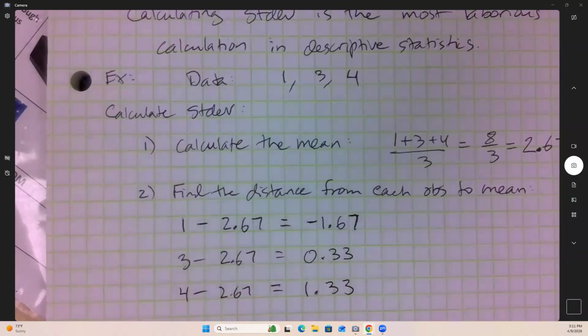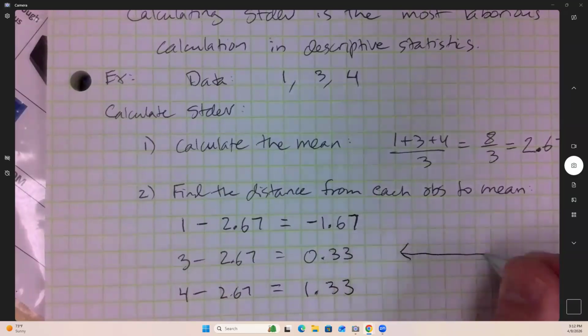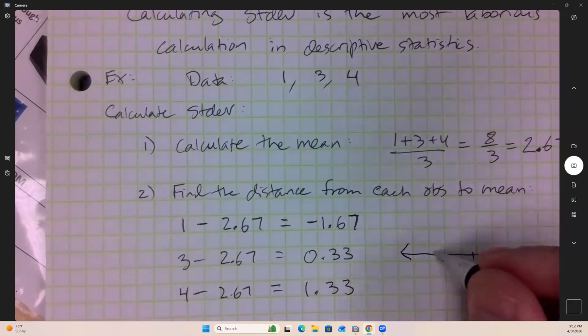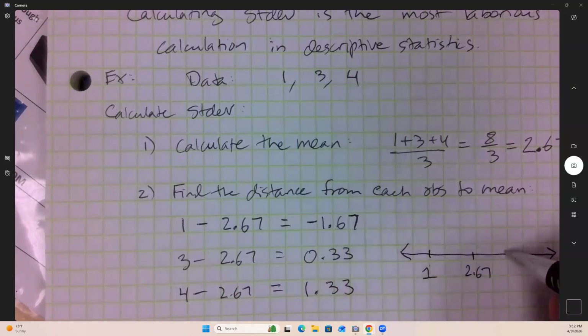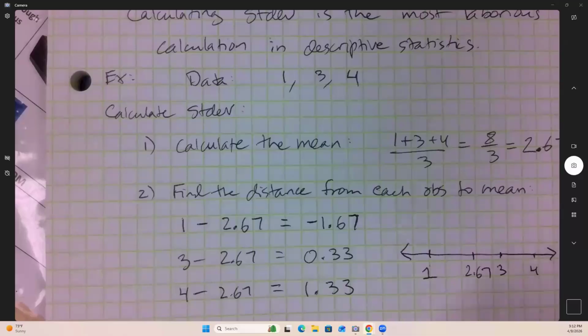It's not so bad when you only have 3 observations, but you wouldn't want to do this by hand for 100 observations. Now, there's kind of an issue here. Let me draw a picture. I like pictures. Here's our mean at 2.67. And here's our observation at 1. And here's our observation at 3. And here's our observation at 4.